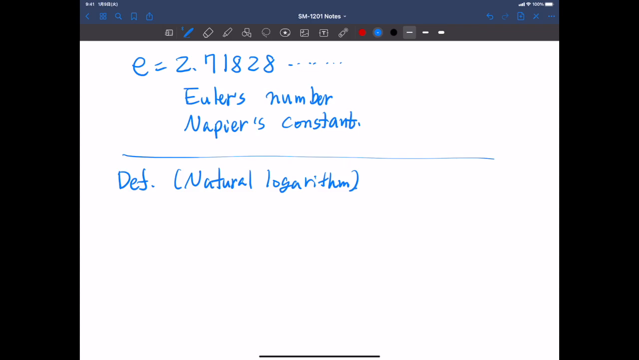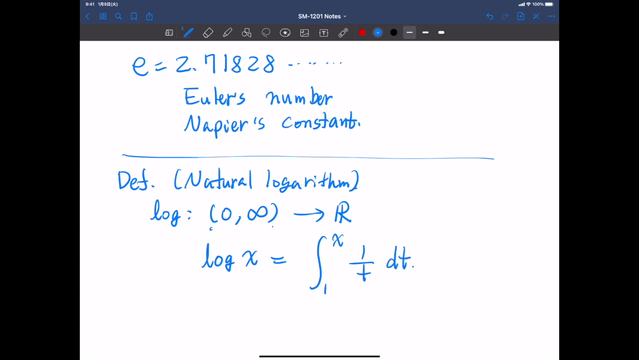By the way, in this part of this lecture, we assume that you already know some calculus, like integration and differentiation and so on. Okay, so here's the definition of the natural logarithm. It's a function called log from this interval, from 0 to infinity, not including both ends, to real numbers. And we define this function log as this: log of x is equal to the integral from 1 to x of 1 over t dt.